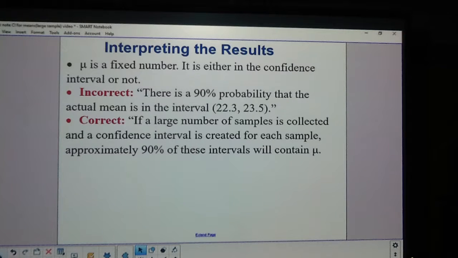So interpreting the results, mu is my fixed number. It's either in the confidence interval or it's not. And you really don't say there's 90% probability that the mean is in the interval. You say if you collect a large number of samples, 90% of the intervals will contain the mean. That's a proper way to say it.